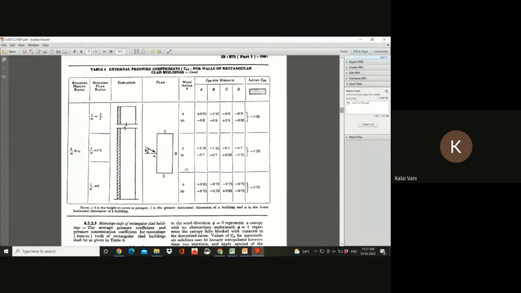So for 0 and 90 degree, you can note down for A, B, C and D. For your walls, you will be having the parameters A, B, C and D because of the plan. But for your roof, you will be having E, F, G and H, right? So here, maximum given is 2. Here, you can take this one, 0 degree and 90 degree. For this, your local CP is minus 1.25 we have taken.